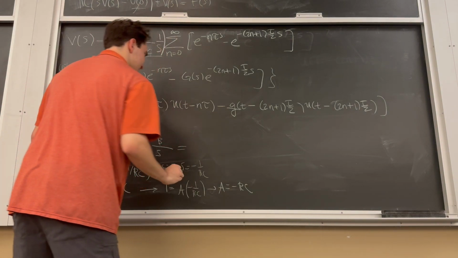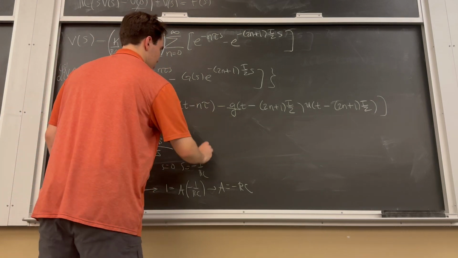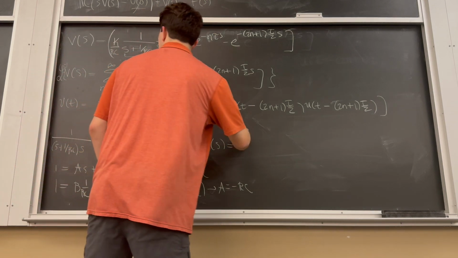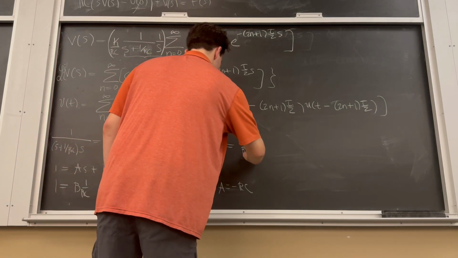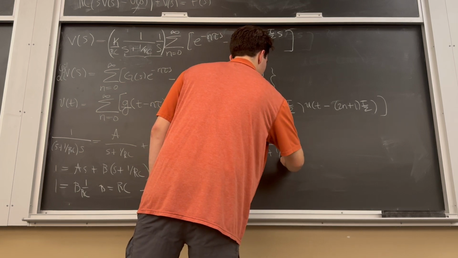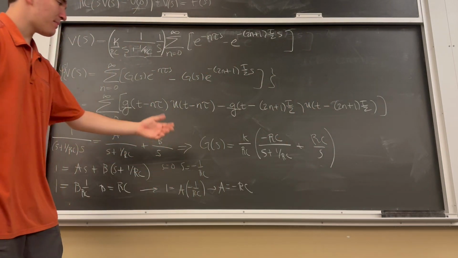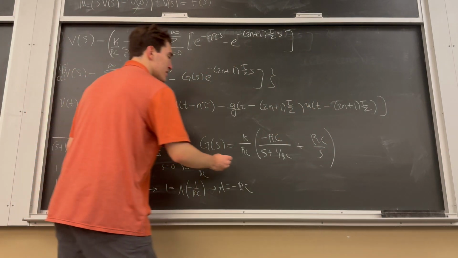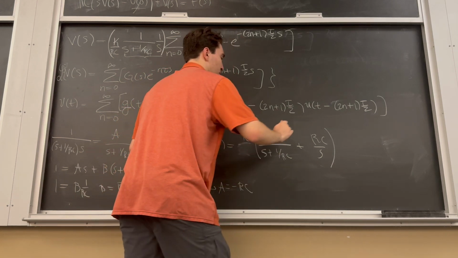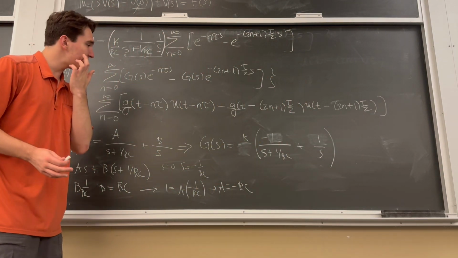So this implies that our G of s is then going to be K over RC times the quantity negative RC over s plus 1 over RC plus RC over s. Perfect, that is my partial fraction decomposition that I wanted. Notice that the RC here is able to cancel these RC's in the numerator. Perfect. That's even easier. That makes my expression even nicer than I wanted.